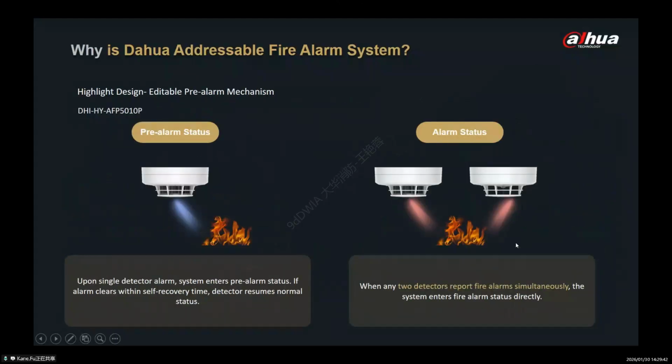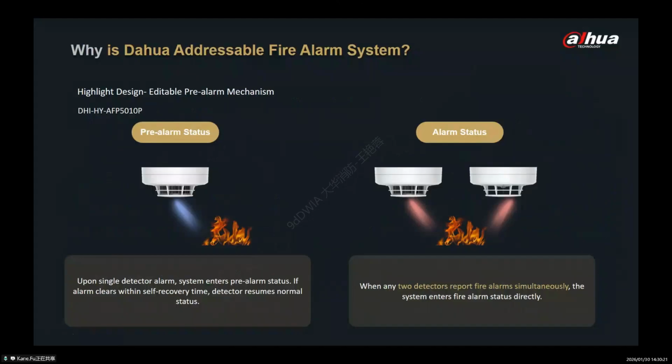The second highlight function is the editable pre-alarm function. This function prevents false fire alarms from, maybe there's someone cooking, or maybe there's someone moving a box and making some dust to trigger the fire alarm, or maybe some water around the smoke detector or heat detector detects high temperature, but there is no real fire event.